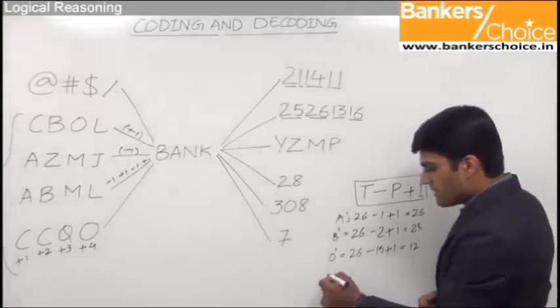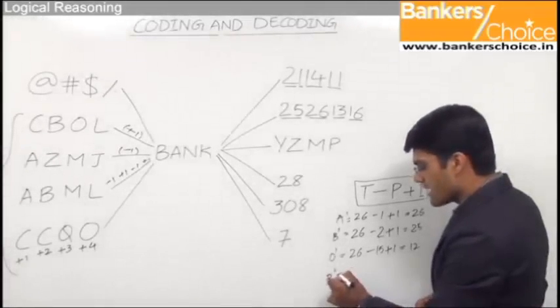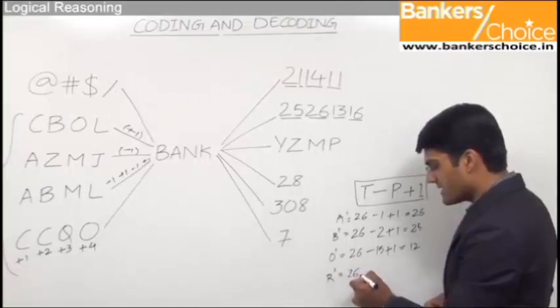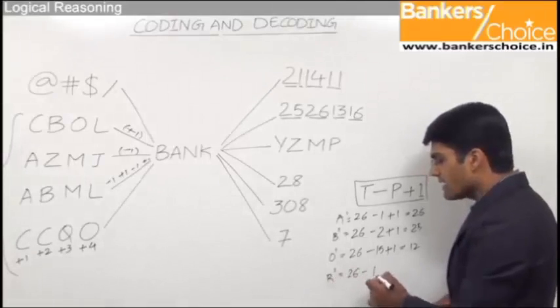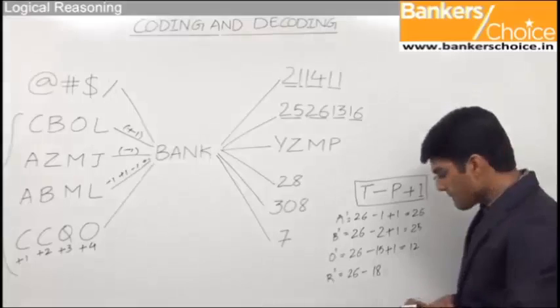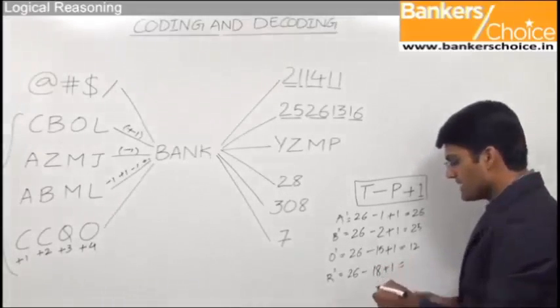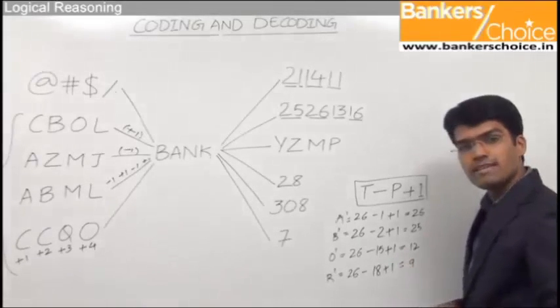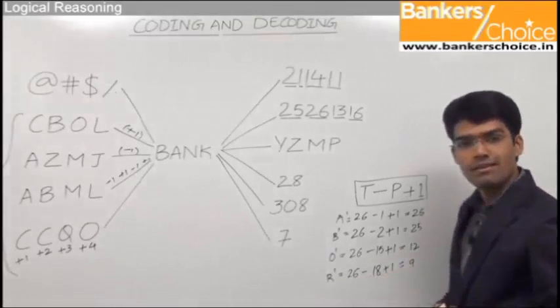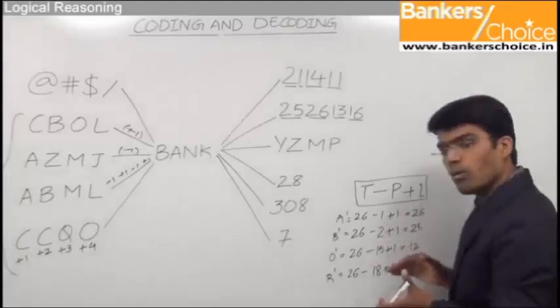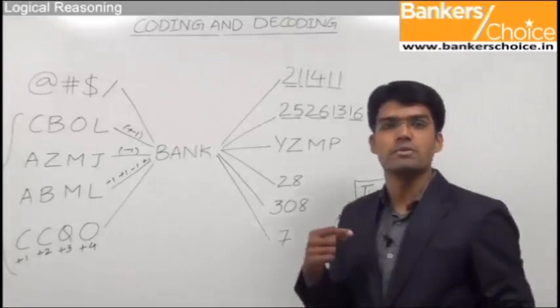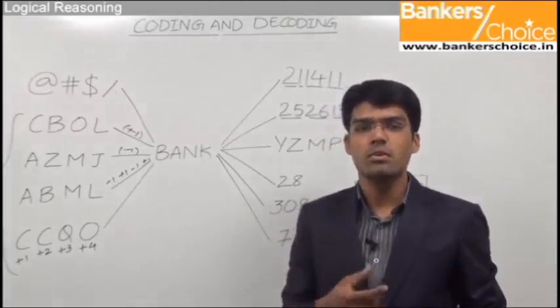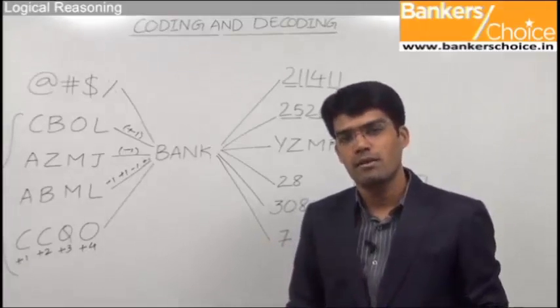Let us take another example, the position of R in the reverse direction. So it can be taken as 26 minus, the letter R is 18th in the alphabetical order, plus 1. So 26 minus 18 is 8, plus 1 gives you 9. So we can say that the position of R in the reverse order is 9. So that's how it is very easy to find out the position in the reverse order once we know the positions of the letters in the alphabetical order.